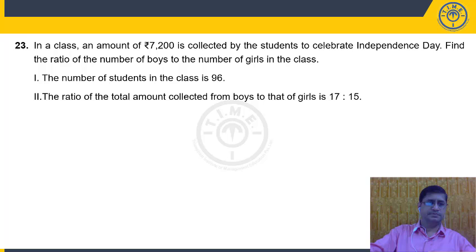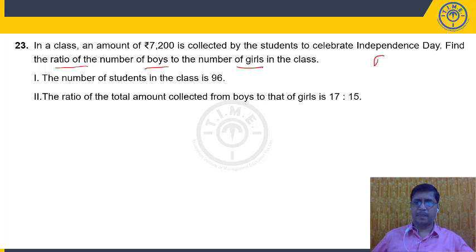Look at the next example. Question number 23. In a class, an amount of rupees 7200 is collected by the students to celebrate Independence Day. Find the ratio of the number of boys to the number of girls in the class. Ratio of boys to girls to be found. Okay.